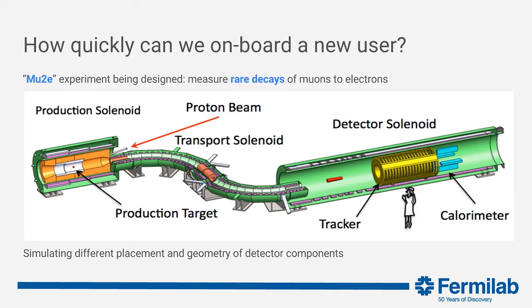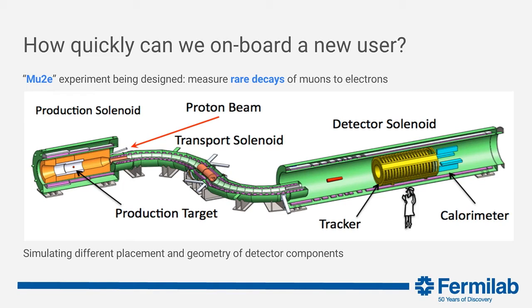The CMS was part of this run-up. So there's an experiment called Mu2e. I won't go into the physics in any detail, but the basic idea is trying to measure the rare decay of muons to electrons, which has never been observed. And so it would be a complete change to the standard model of particle physics. It'd be really interesting. The experiment's getting designed now, so it's in the design stage.